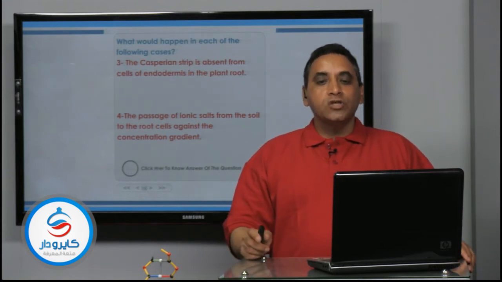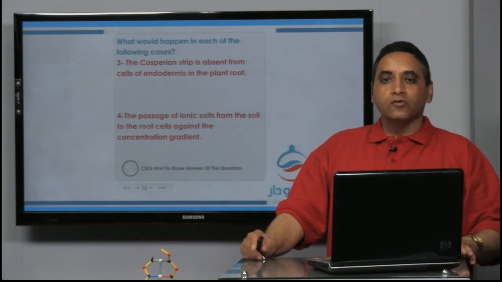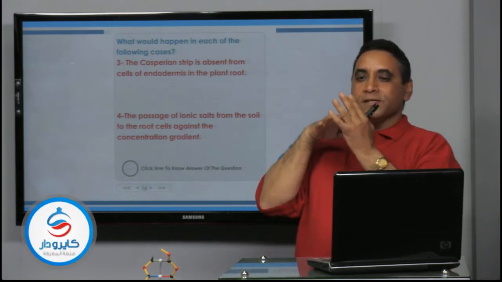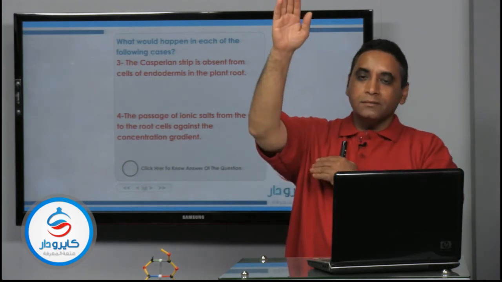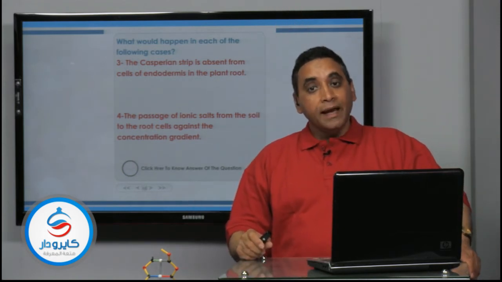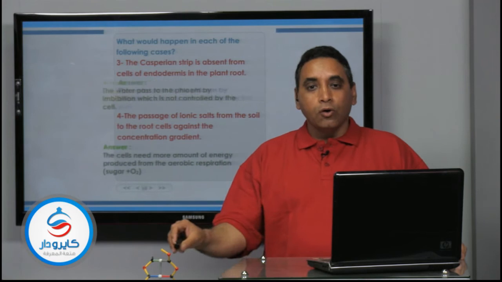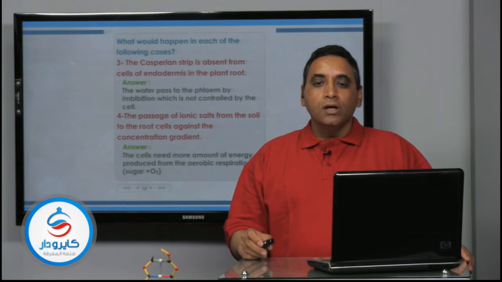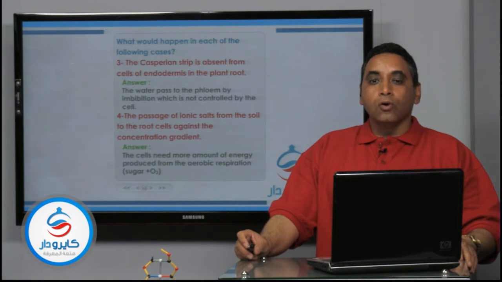احنا قلنا في definition قبل كده للاكتيف ترانسبورت كان ممكن يجاوب لنا على معظم الاسئلة بتاعته. Active transport is the passage of any substance through the plasma membrane against the concentration gradient, and since it is against the concentration gradient, it is with the help of chemical energy. Chemical energy is released as a result of the aerobic respiration, meaning the burning of sugar in the presence of oxygen. So the answer: the cells need a greater amount of energy produced from the aerobic respiration, that means the burning of sugar in the presence of oxygen.